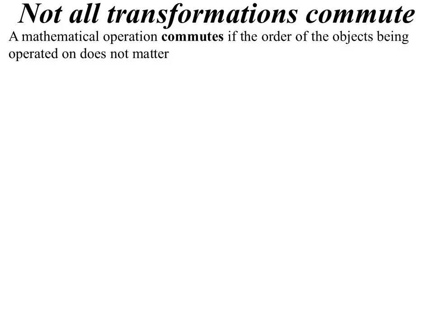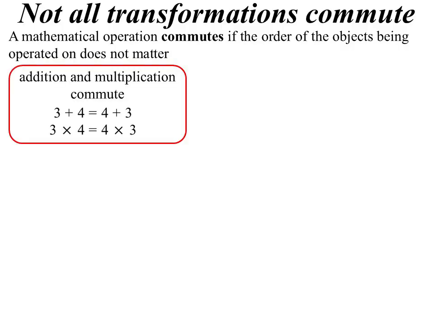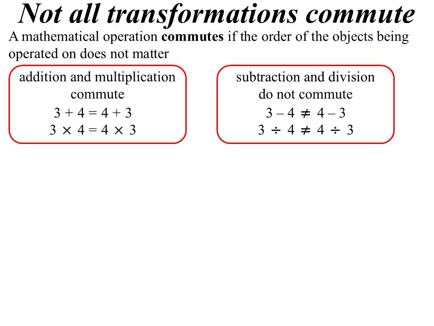What do we mean by commute in mathematics? Any operation commutes if the order that you do it doesn't matter. For example, addition and multiplication commute. 3 plus 4 will give you the same answer as 4 plus 3. 3 times 4, 4 times 3. However, subtraction and division don't commute. 3 minus 4 is not the same as 4 minus 3, and 3 divided by 4 is not the same as 4 divided by 3. So not all operations commute.